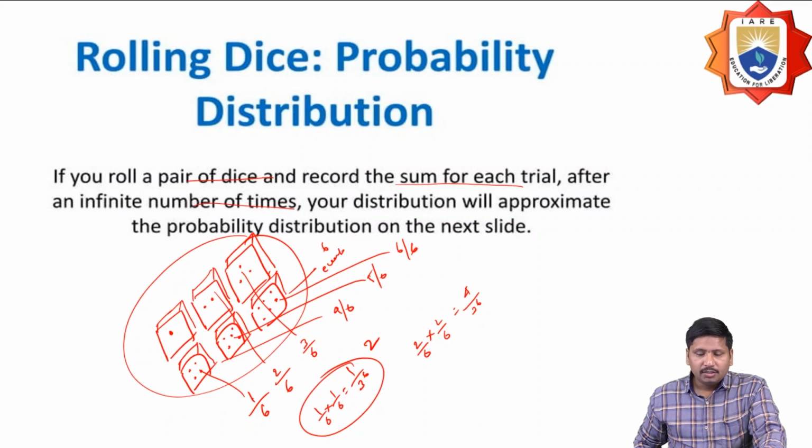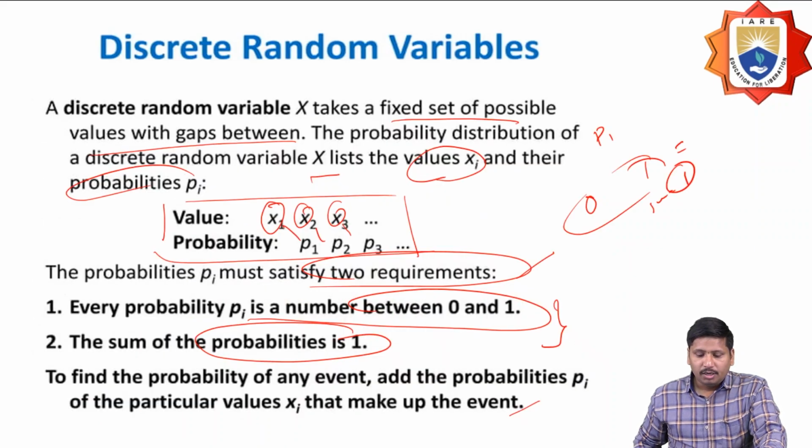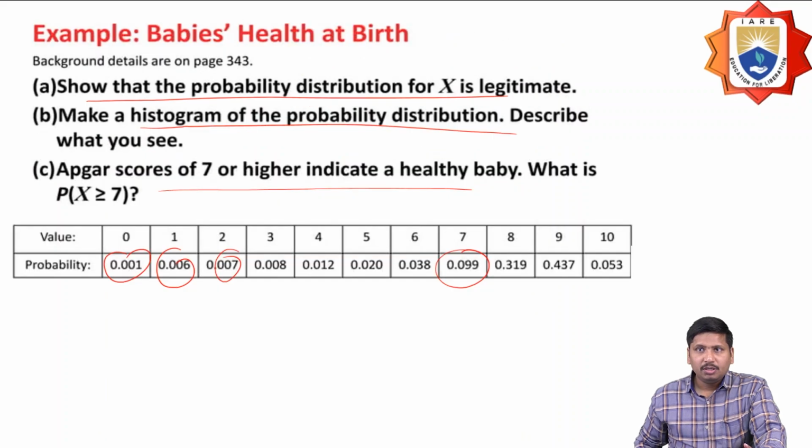And rolling dice is another example I've taken. If I roll 2 dice, what is the probability of getting 2, 3, 4, 5, 6, 7, 8, 9, 10, like this? For that, I have to calculate the probability value as well. And for the discrete random variable, we have to calculate the mean and standard deviation. So what are the equations for that? We are going to calculate that.